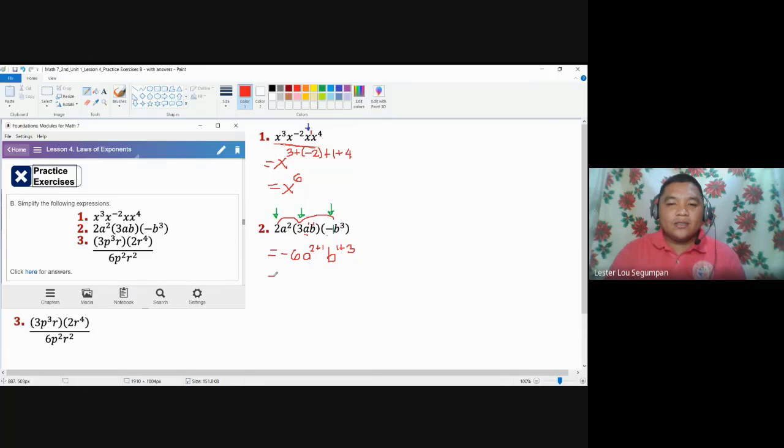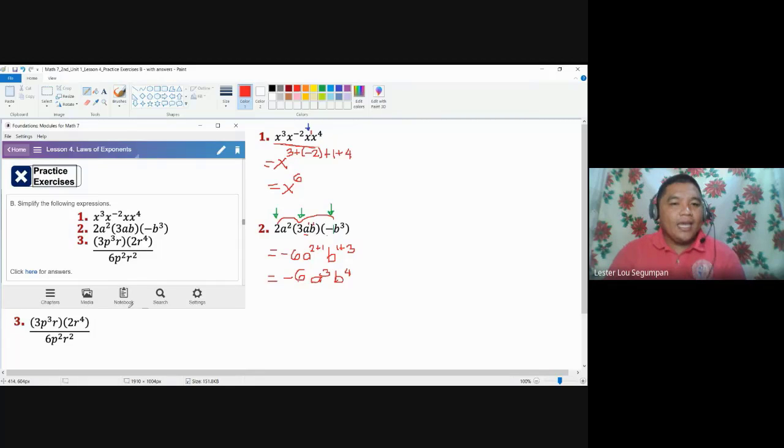So with this, we can just simply say 2 plus 1 is A cubed. B, 1 plus 3 is B to the power of 4. Let me rewrite this. So, negative 6 A cubed B to the power of 4. This is the simplified form for number 2.